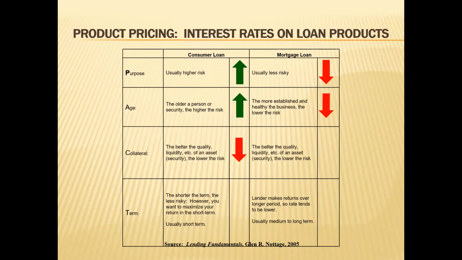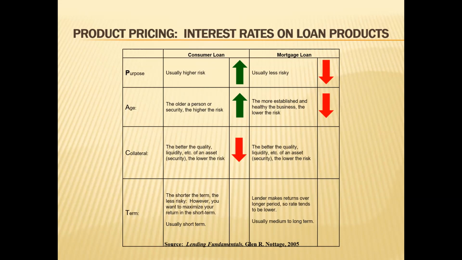Okay. However, if there's no collateral, such as when we do salary reduction loans, you'll find that the arrow will go up. The arrow will be pointing up. So normally, if a consumer loan is collateralized, the interest rate tends to be lower. If it's not collateralized, it's unsecured, the interest rate would be higher. But in this instance, for consumer loans, you're looking at the better the quality, liquidity, and a lower risk. So in this instance, the consumer loan gets its first downward facing arrow.